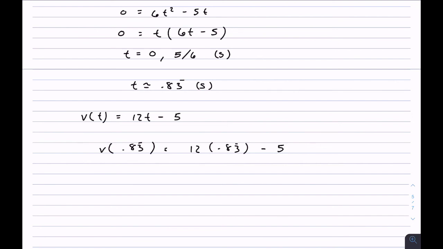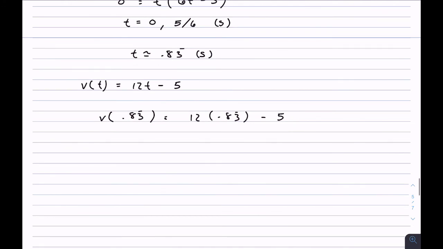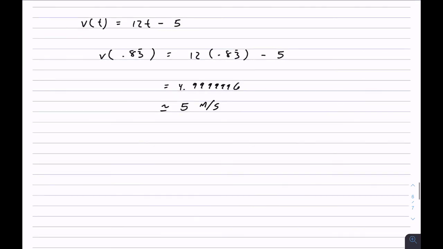What does that give us? We have 12 times 0.83 minus 5. This is going to give us approximately 4.9, and there's a bunch of 9s and a 6. I'll just write it out: 4.96. I think this is right. Really, we can just write this as approximately 5 meters per second. That's our answer.